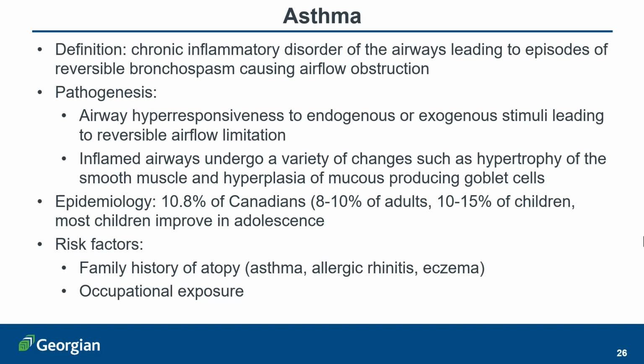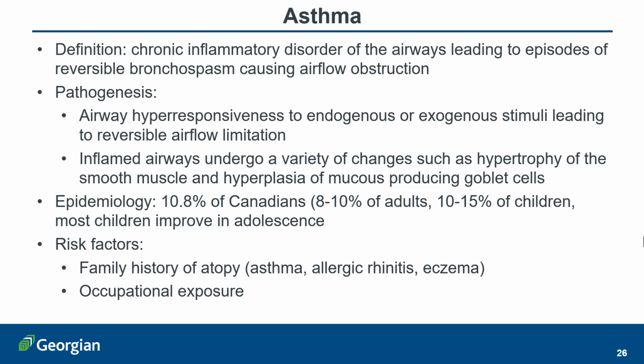What are the risk factors for the development of asthma? Firstly, a family history of atopy. Atopy is simply a fancy word for allergic conditions. So if there is a family history of atopy, that could include a family history of asthma, allergic rhinitis, eczema. That would be one of the risk factors for the development of asthma. Occupational exposure, so we know that the airways become hyperresponsive to some sort of stimulus.